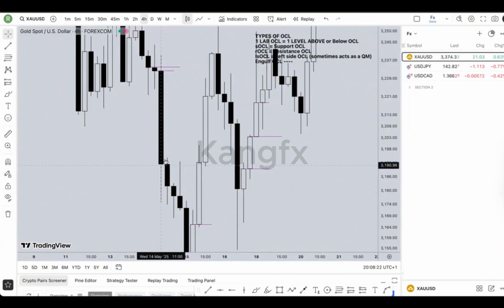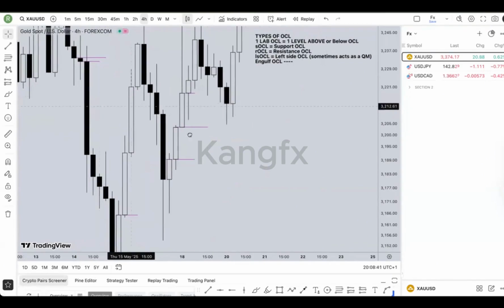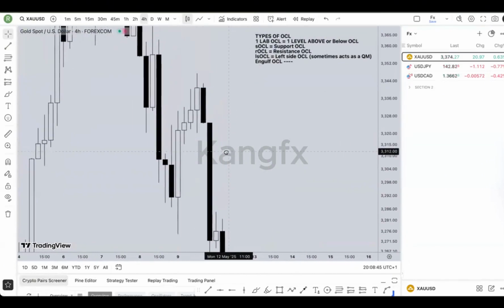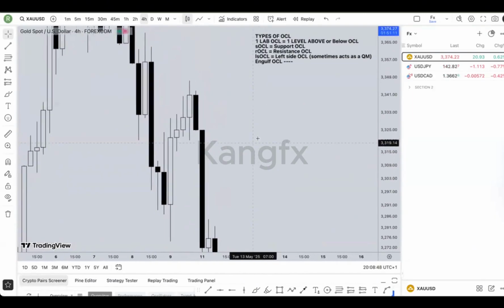So it's not a resistance. As long as the next level above or below that OCL is not a support or resistance, that OCL is a one lap OCL and it's very valid and strong to take a trade if the criteria we use in picking trades is complete. Okay, so that is it for one lap OCL. Let's check another one lap OCL.